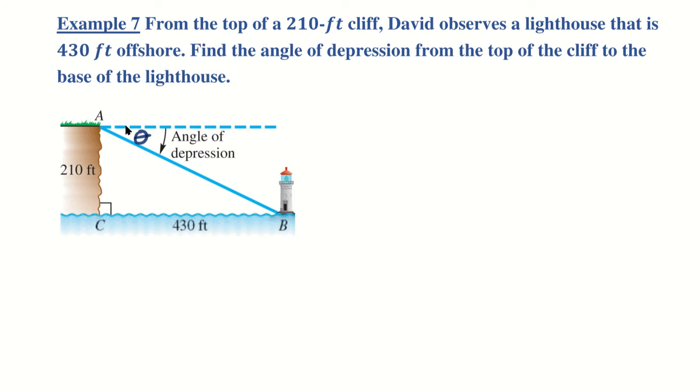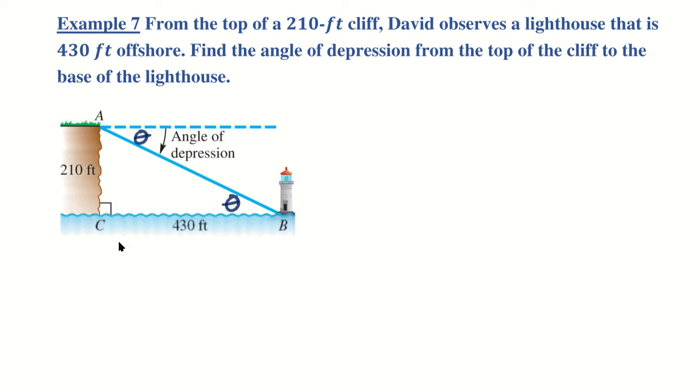Now if you notice, this line and this line here, if you imagine a line here, would be parallel, right? So this could be considered a transversal. So this angle is going to be an alternate interior angle with respect to this angle, and we know that alternate interior angles are congruent when a transversal cuts through a pair of parallel lines. So this would be theta as well, right? So if we find this angle, we've also found the angle of depression, right? So that's exactly what we need to do.